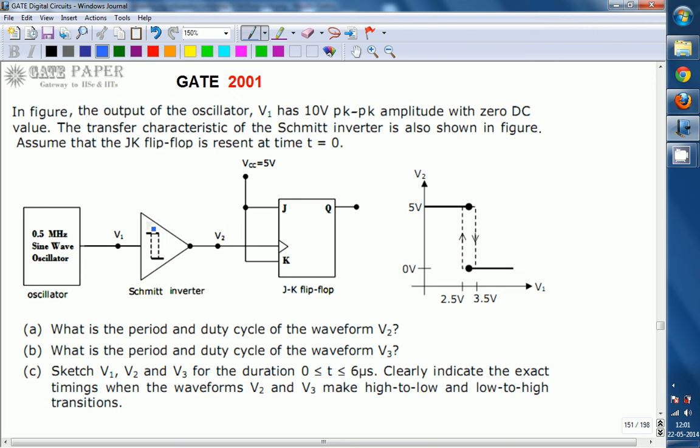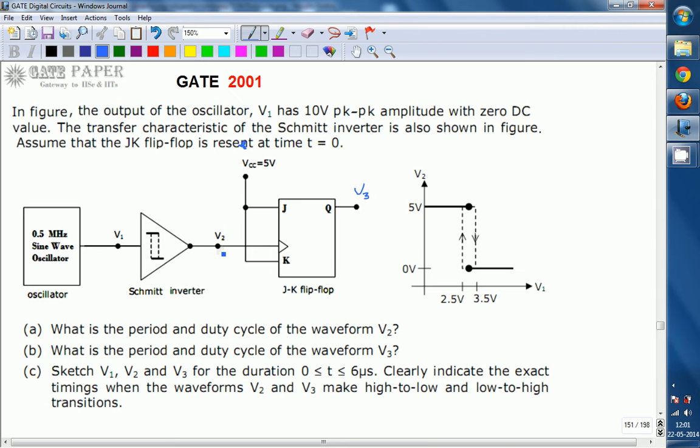For this one, first of all, part A: what is the period and duty cycle of the waveform V2? What is the period and duty cycle of waveform V3? V3 is this one. This is V3 and it is reset. And the third one is to sketch V1, V2, V3 for the duration of 0 to 6 microseconds. Clearly indicate the exact timings when the waveforms V2 and V3 make high to low and low to high transitions.